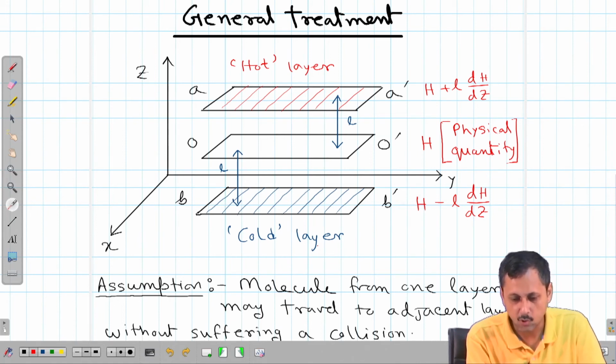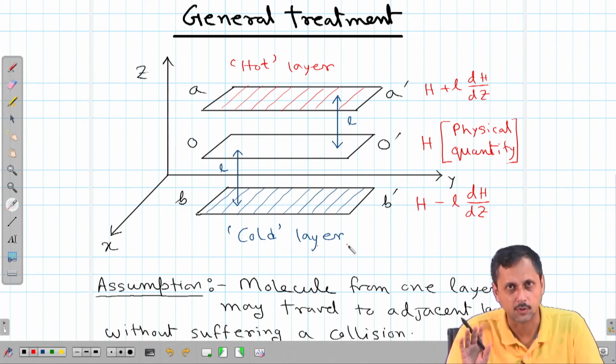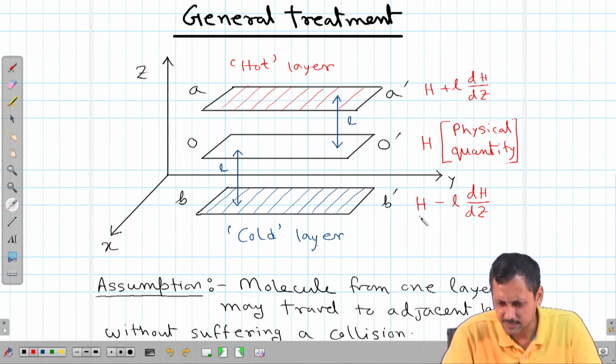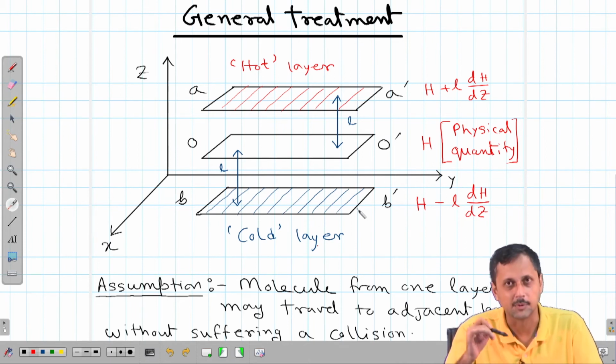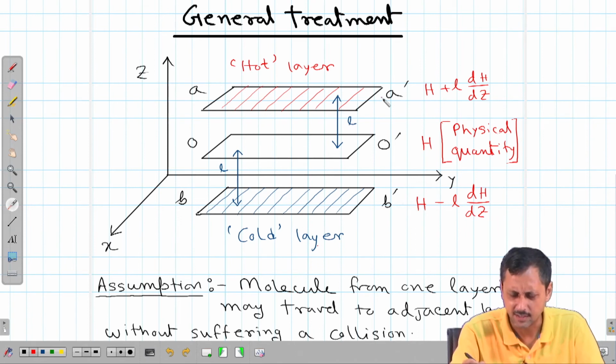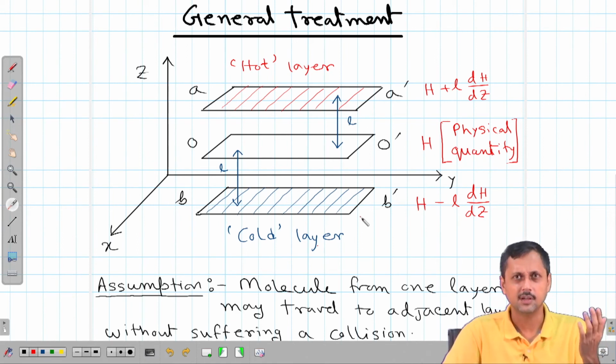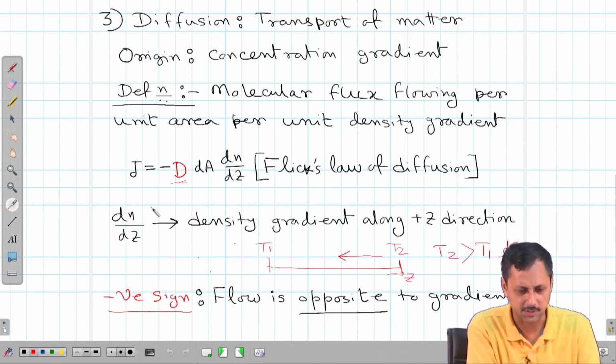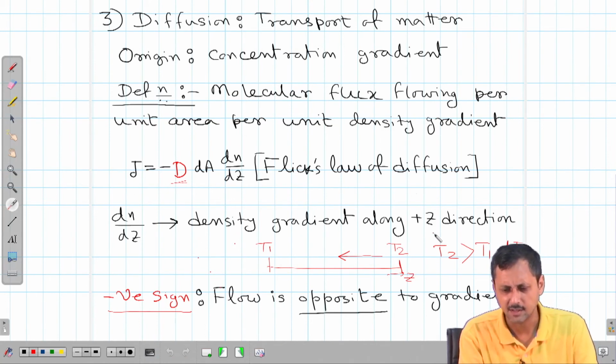and similarly there is a plane below, that is the cold layer. Whatever quantity we are talking about, let us think about it in terms of temperature. So, if this temperature is T, this temperature is T plus L dT/dz, and this temperature is T minus L into dT/dz. So, this temperature is less compared to the upper layer. So, that means the gradient is along this direction upwards, and this has been our assumption while writing all these expressions. For example, when we are writing D, we are assuming dn/dz is a density gradient along plus z direction, right.